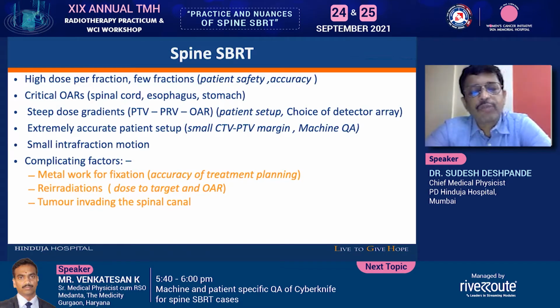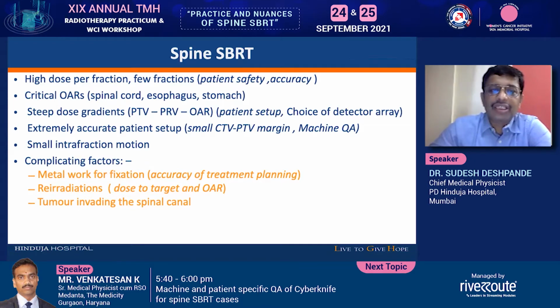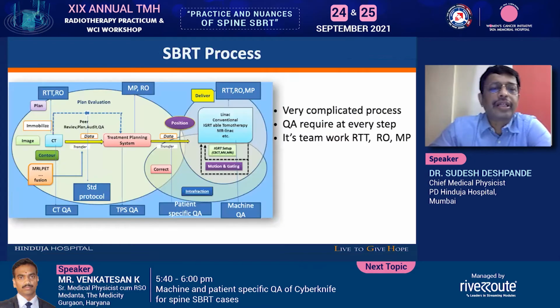And whenever we have small CTV to PTV margins, machine QA is very important. We have small intrafraction motion, which is a good thing, but there are some more complicating factors. The metal work for the fixation, so accuracy of the treatment plan is important. Many times we get a patient with re-irradiation, so dose to the target and OAR is a topic of discussion. And for tumors involving the spinal cord, sometimes we have to accept a compromised plan. These are some things about spine SBRT.